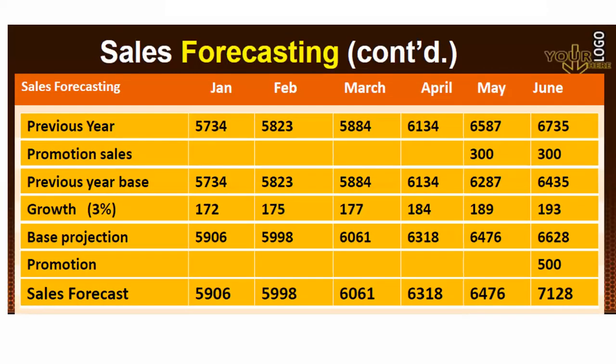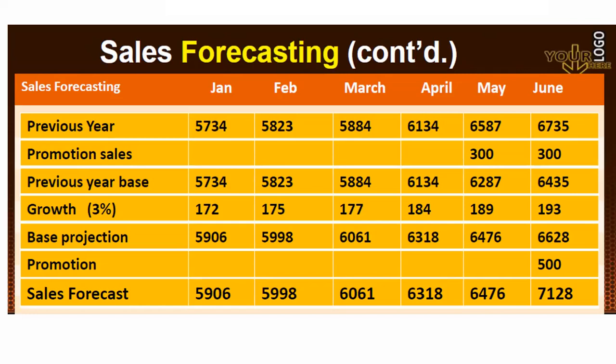Now, this is the chart for the sales forecasting. Previous year's data for January, February, March, April, May, and June. Suppose you have these quantities: in January, 5,734 units of a product are sold. In February, it is 5,823. In March, it is 5,884. In April, it is 6,134. In May, it is 6,587, and in June, it is 6,735.